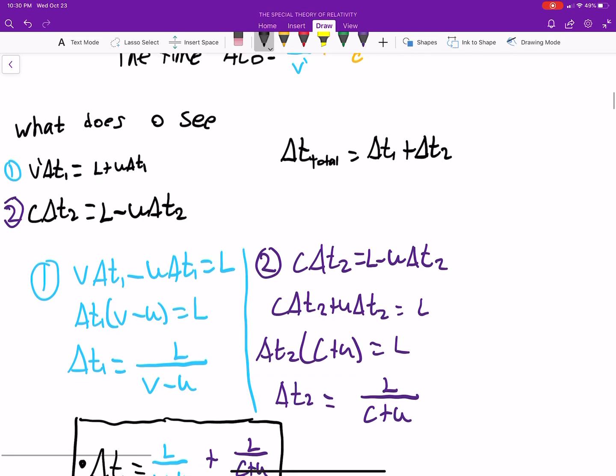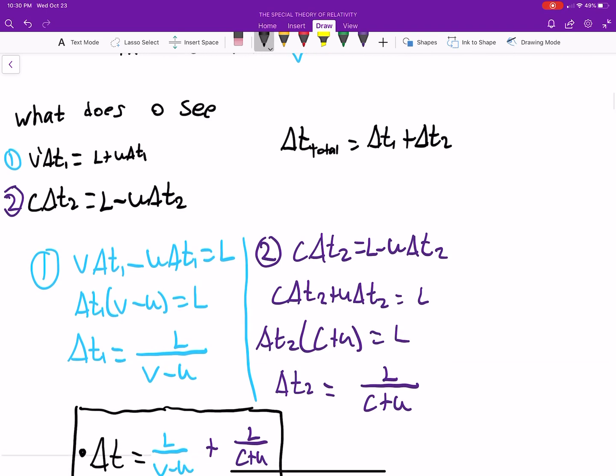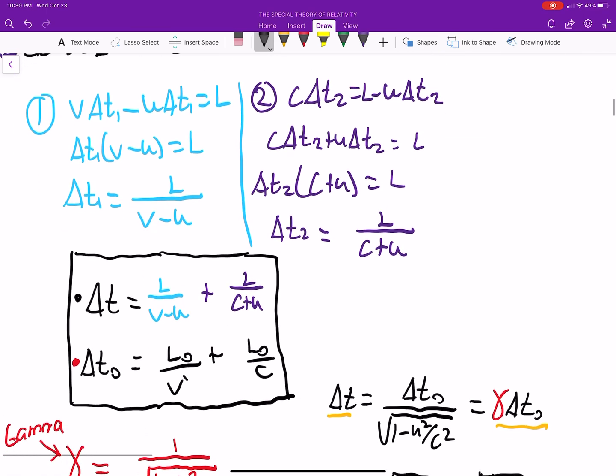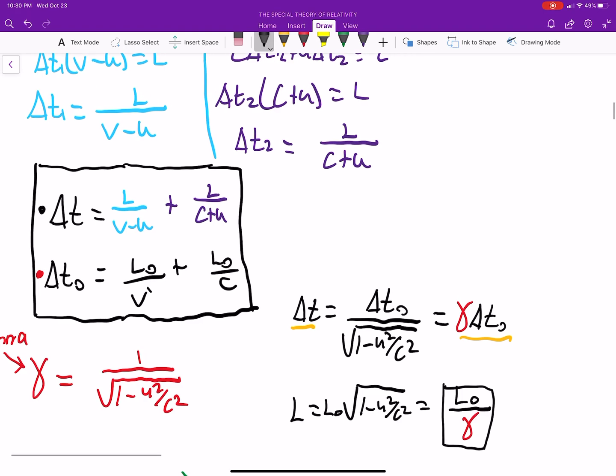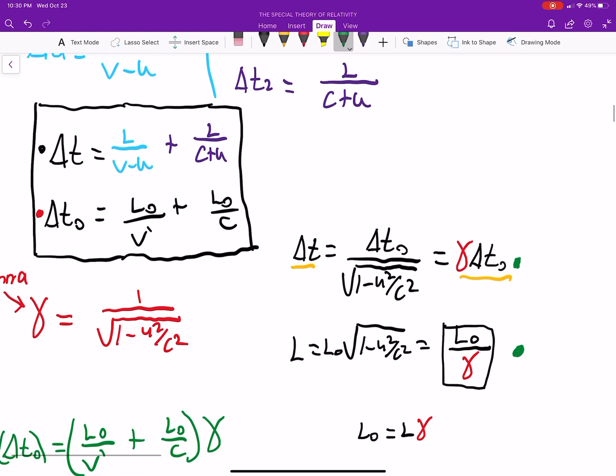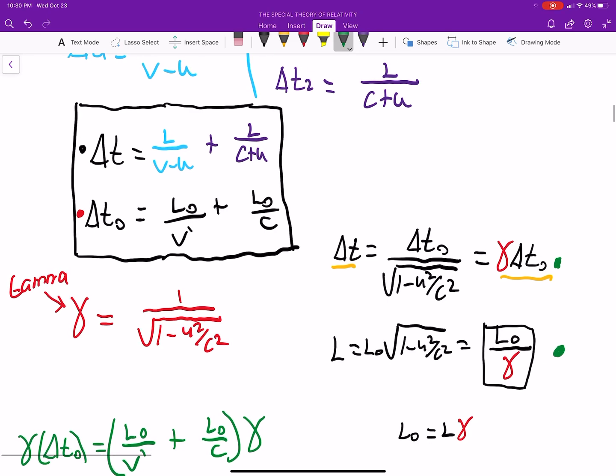And then we can derive our time intervals just like we did before, with length contraction. We introduce the notation gamma, which is 1 over the square root of 1 minus u squared over c squared. And we changed our length contraction formula over here, and our time dilation and length contraction here, to use gamma. It makes the math easier.